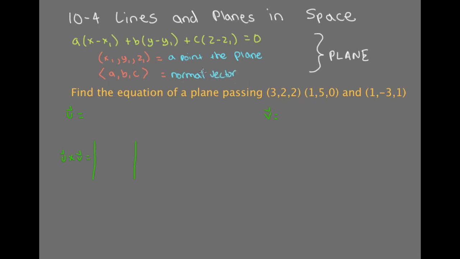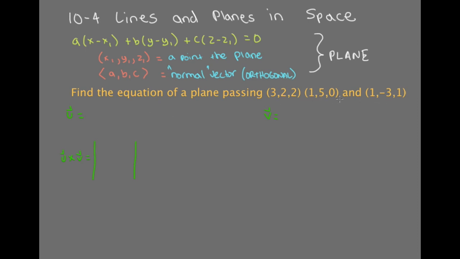So what is a normal vector? A normal vector is just something that is orthogonal or perpendicular to the plane. So we know how to find a vector that is perpendicular to something. We just take the cross product. So let's do that in this example. Find the equation of a plane passing through these 3 points.